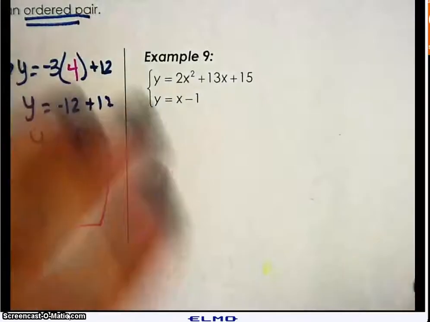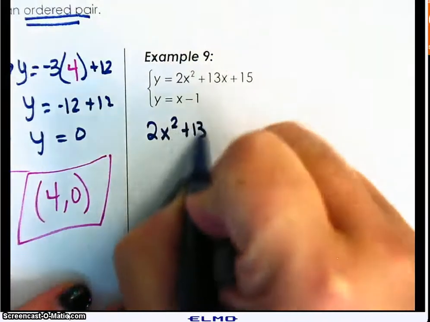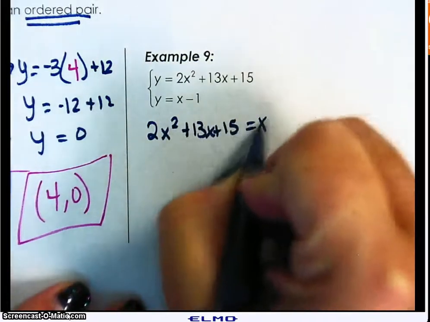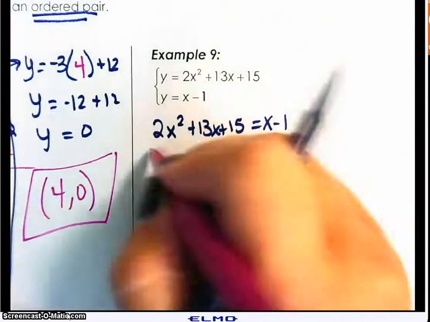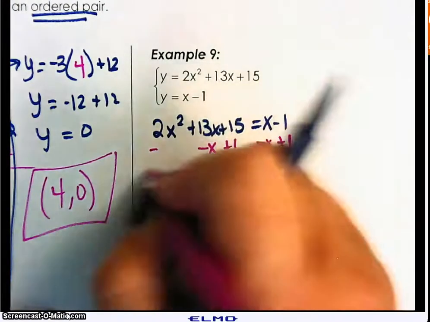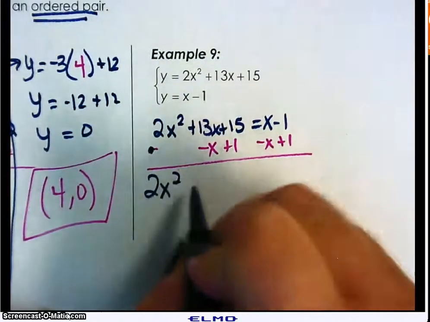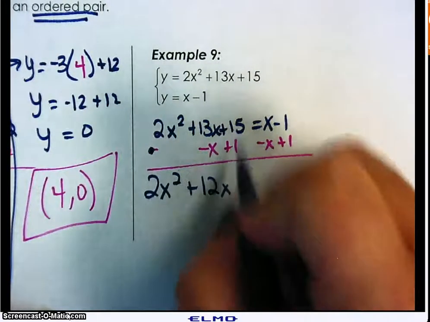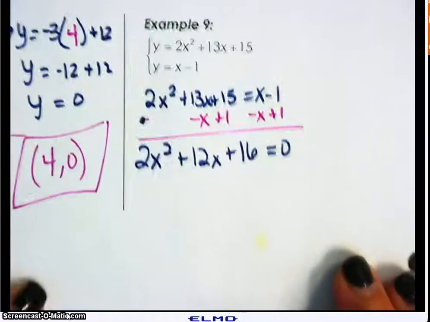Let's look at example 9. So we put them equal to each other. The quadratic equals the linear. We're going to move everything to one side. Subtract the x, and then add the 1. So I have 2x squared plus 12x plus 16 equals 0. It's time to factor it.